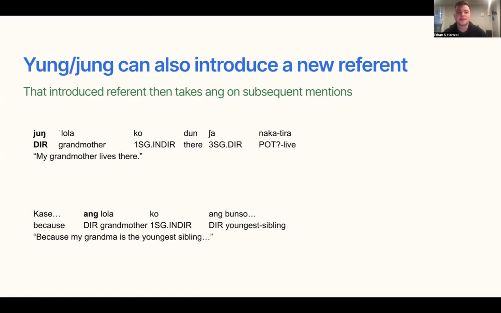But it also seemed like yung was more common for introducing a new referent that's specific. Looking at the bingo story, the grandmother was introduced with yung. Yung lola ko dun siya nakatira. My grandmother lives there. And then all the subsequent mentions of the grandmother took ang. Kasi ang lola ko ang bunso, because my grandma is the youngest sibling.